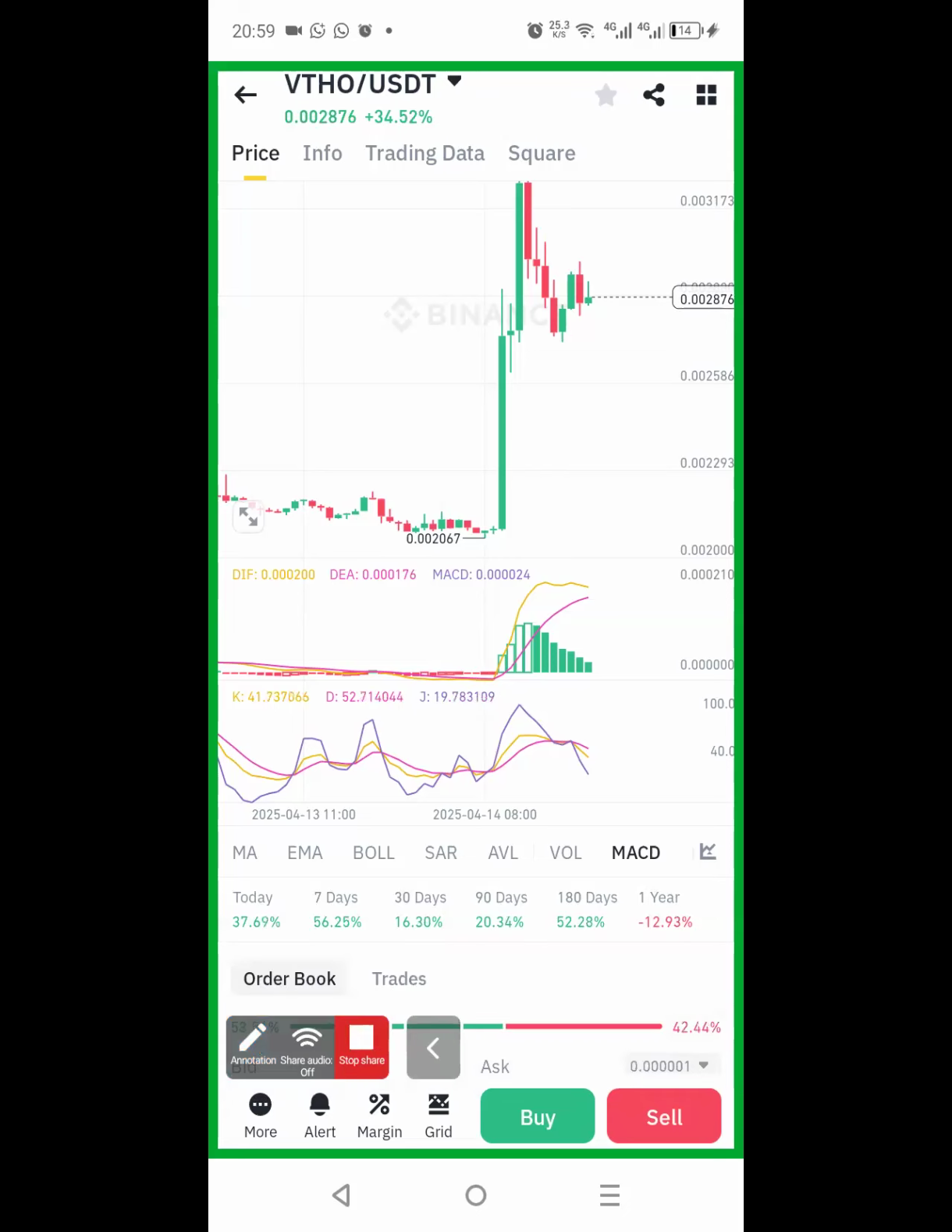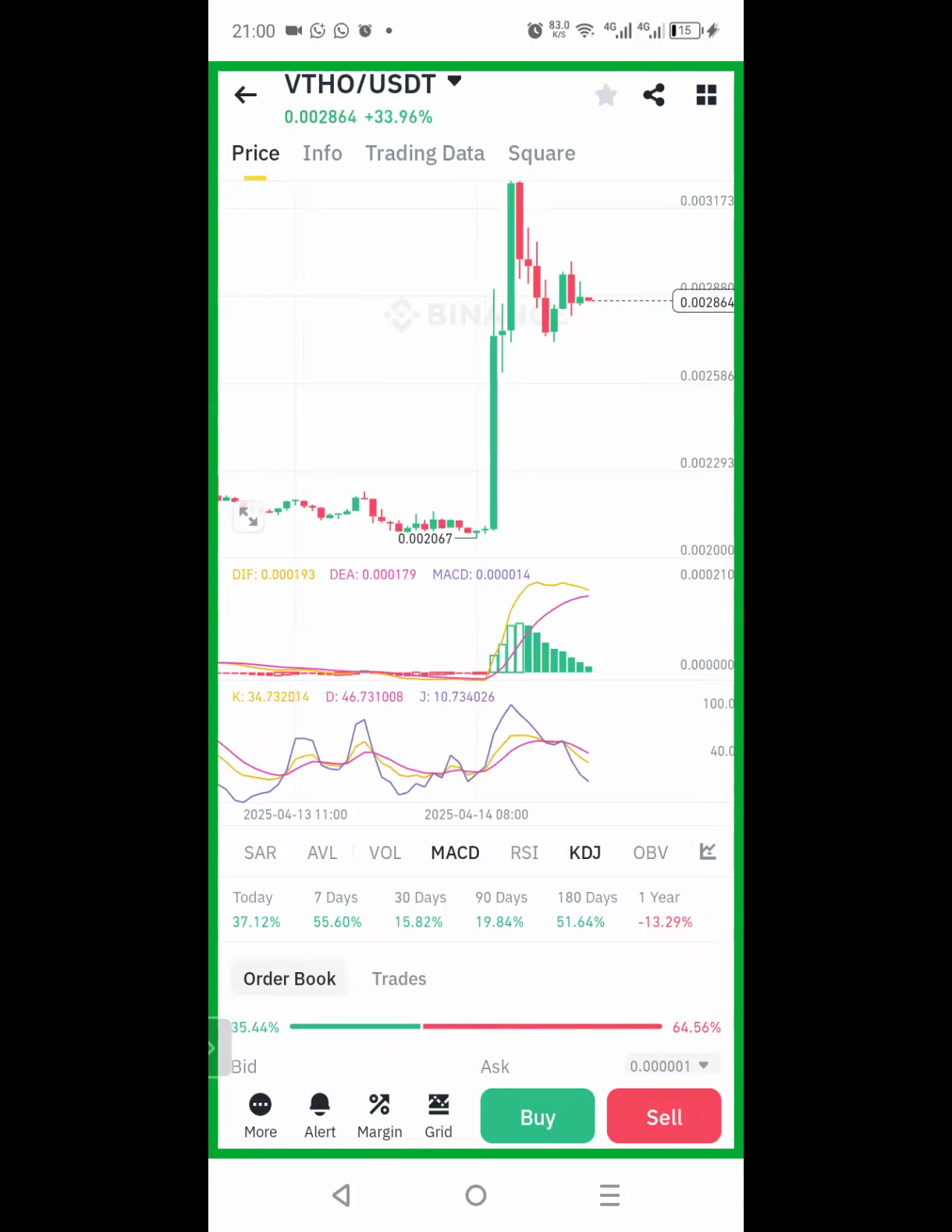There are some more. Okay, let me transfer here. So we have KDJ, we have RSI. All these indicators are useful, but the one I do consider most is this MACD. Even the strategy we are using recently, MACD automation, is because MACD is very useful, very powerful.